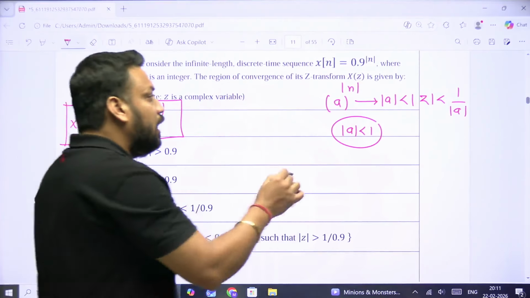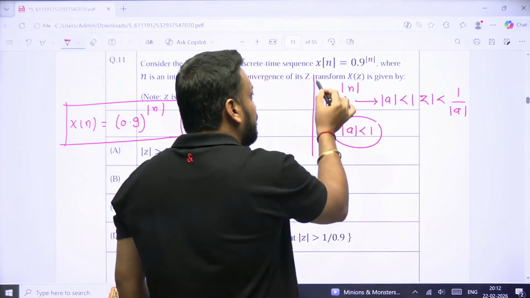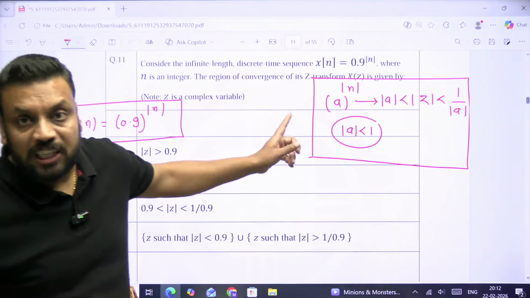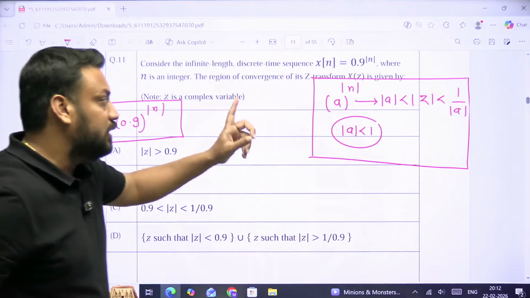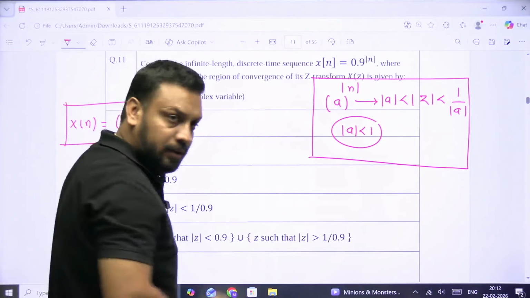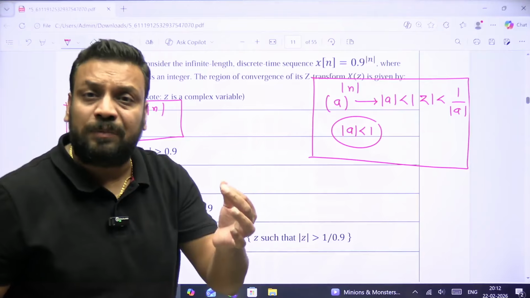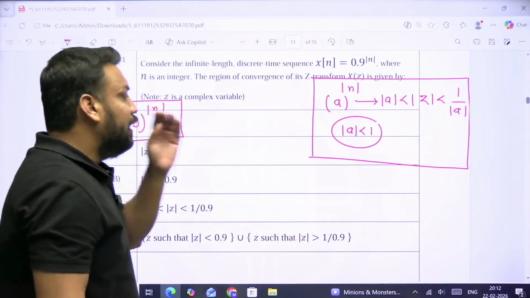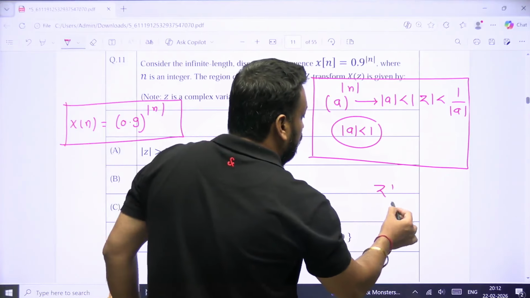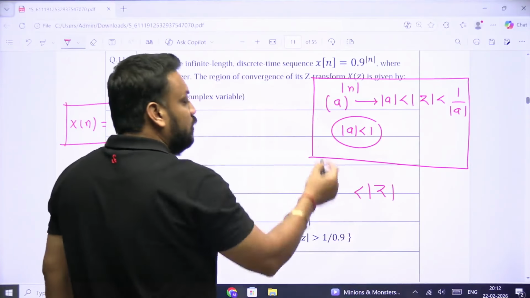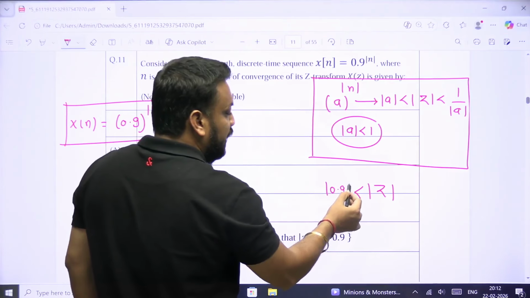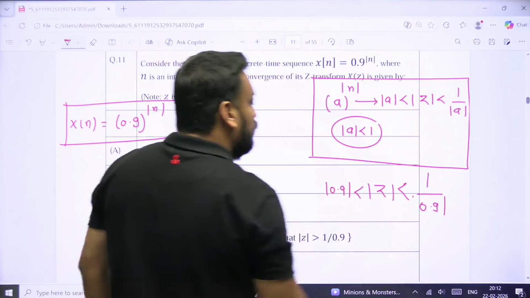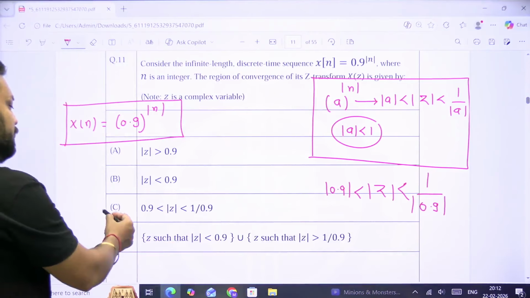So student, if you know this direct form, then you can easily solve this question because ये form हम क्लास में पढ़ते हैं. अगर आपको याद था और जैसे आपने देखा कि a का वैल्यू 0.9 है, it means a value is less than 1. And definitely the final answer is mod of z is greater than mod of a. A value is 0.9. So mod of z greater than mod of 0.9 and less than 1 upon mod of 0.9. That's it. And this is exactly present in option number C.